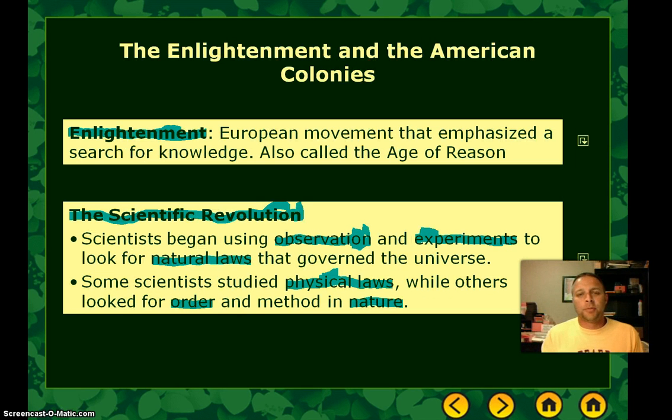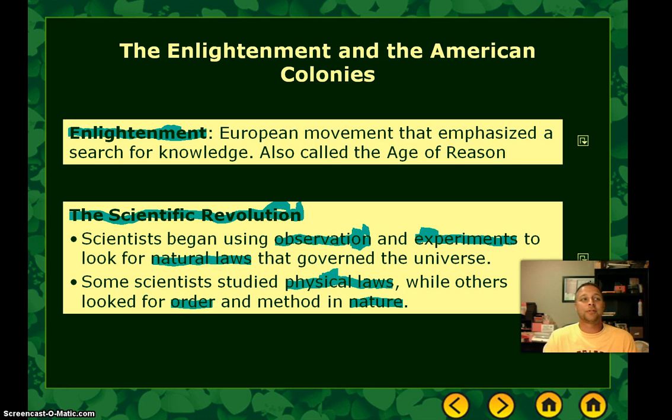All right, so some of the most important influences in colonial America are the developments of the Enlightenment and scientific revolution in Europe. You talked about those in World Civ. Of course, Enlightenment is this European movement that emphasized the search of knowledge, and is also called the Age of Reason. Along with that, you had the scientific revolution, in which people began to use observation and experimentation to look for, find, discover natural laws that govern the universe.